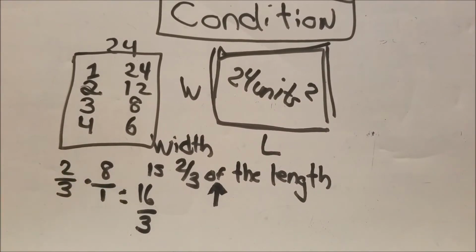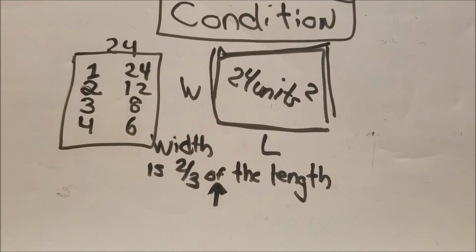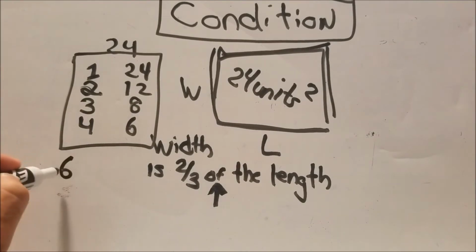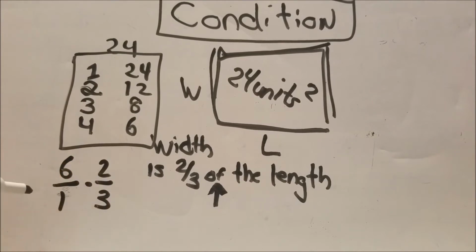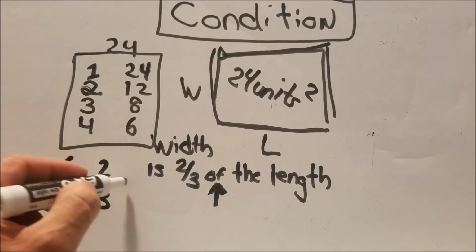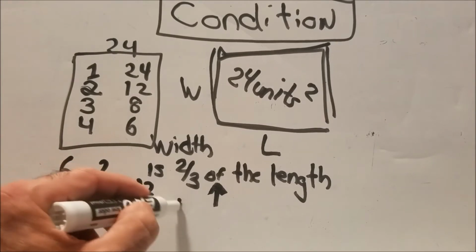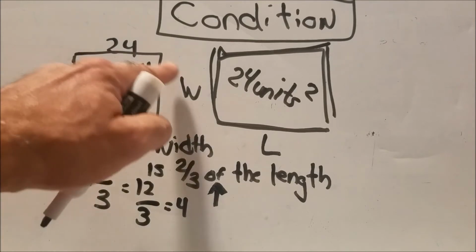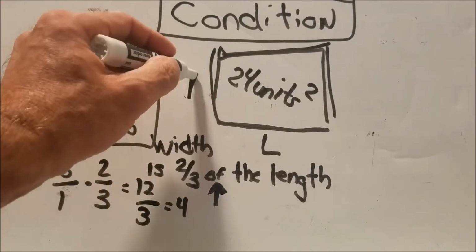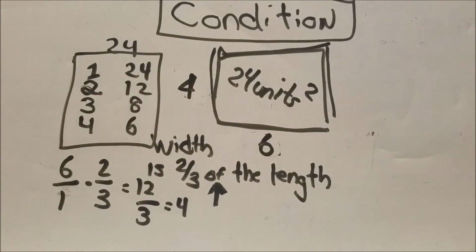So let's try 4 and 6. Let's see if 4 and 6 works. Well, we want something that's 2/3 of 6. So 6 times 2 is 12, 3 times 1 is 3, and your answer is 4. It works. So we know that 4 and 6 work. The width is 4, the length is 6, and we know 6 times 4 is 24.